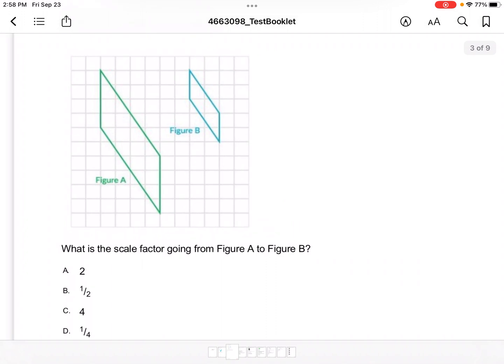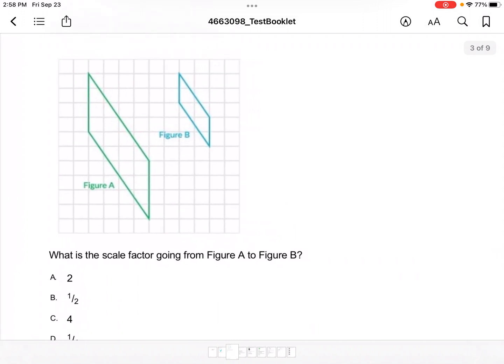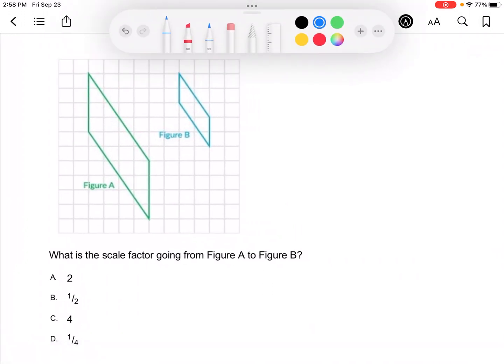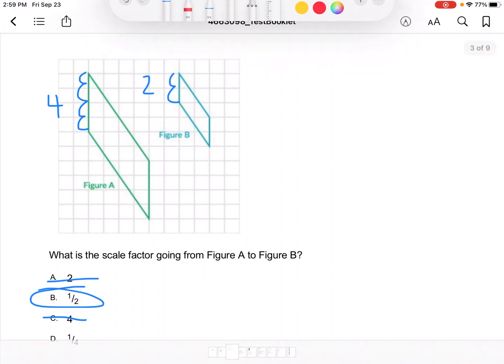For the next one, they wanted to know going from figure A to figure B. So I have 1, 2, 3, 4, and 1, 2. I'm getting smaller, I'm not getting bigger, so I know it can't be a whole number. And it's half the size, because if I'm going from 4 to 2, that's half the size. So the scale factor is going to be 1/2.